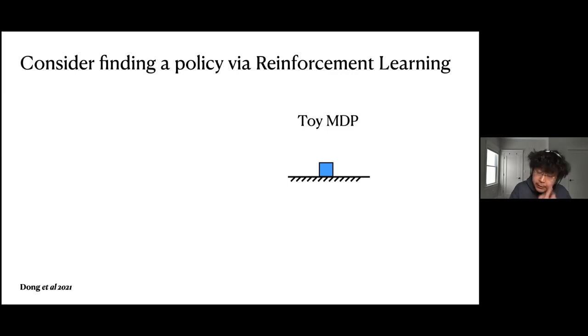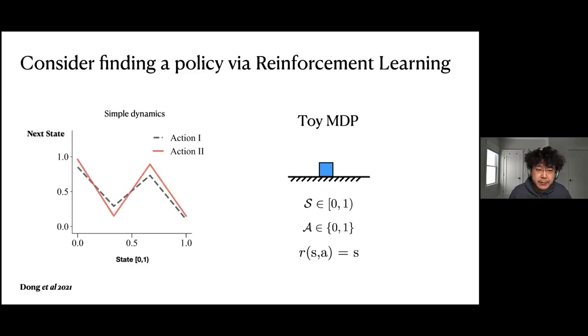So consider reinforcement learning of finding a policy. In this case, we have a very simple toy MDP problem where the state space is between 0 and 1. The action space is a set of two actions, which we indicate by 0 and 1. The reward is proportional to the state where the agent is. It's a very simple dynamics where for each one of the two actions, there's a piecewise linear dynamics that we define arbitrarily. It's not Newtonian mechanics. It's important to know that it's not a little mass moving under a force. It's just some random next state transition that we define in this very artificial environment.